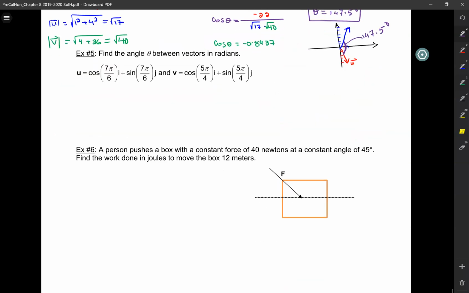Okay, so take a look at this next one now. It says to find the angle between the vectors in radians. Okay, so look at what we have here. I have vector u. It's cosine of 7 pi over 6 i hat plus sine of 7 pi over 6 j hat. Okay, what the heck is that? What is cosine of 7 pi over 6? How much is that? That'd be 1/2.